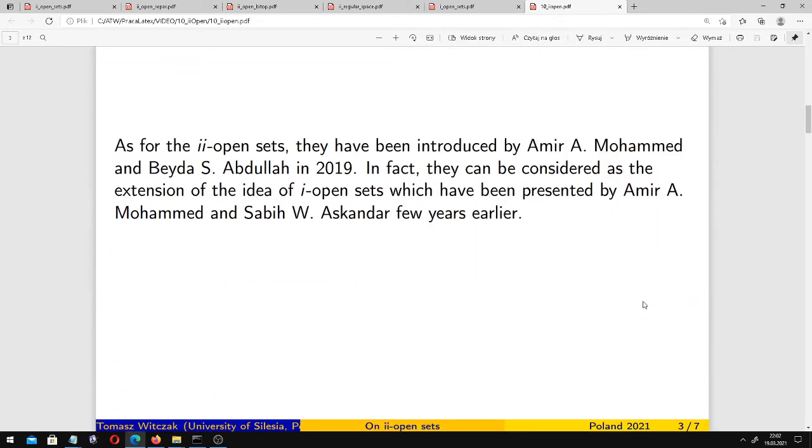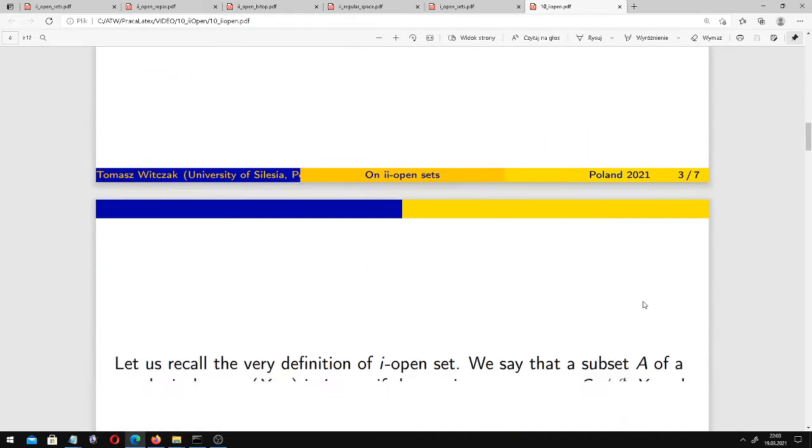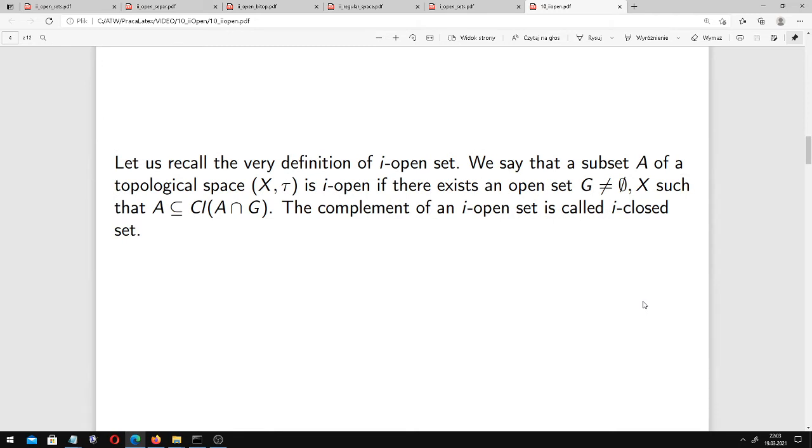As for the II open sets, they've been introduced by Amir Mohammed and Beda Abdullah in 2019. In fact, they can be considered as an extension of the idea of I open sets, which have been presented by Amir Mohammed and Sabi Askandar a few years earlier. Let us recall the very definition of I open set.